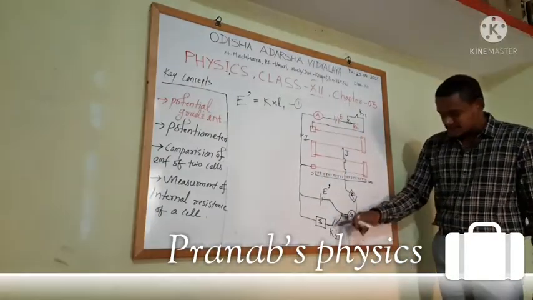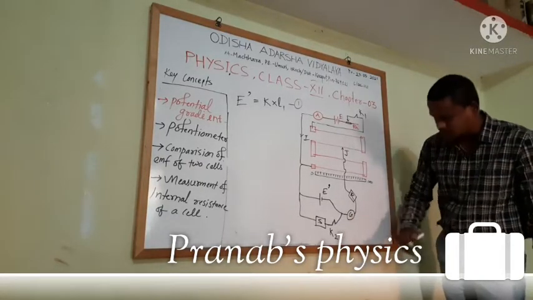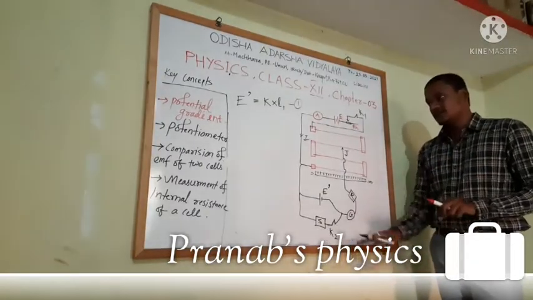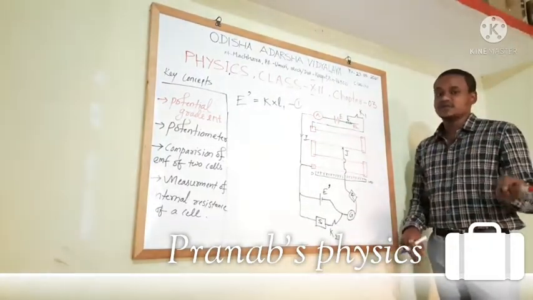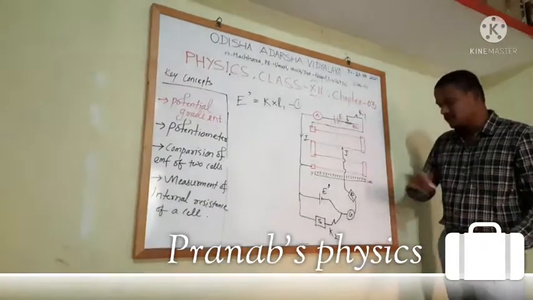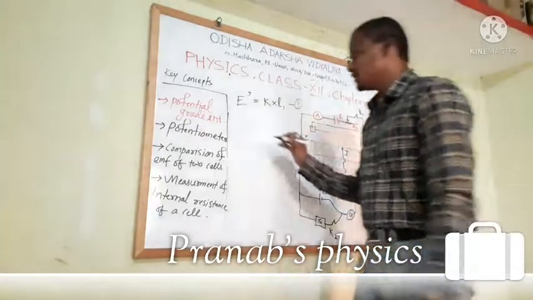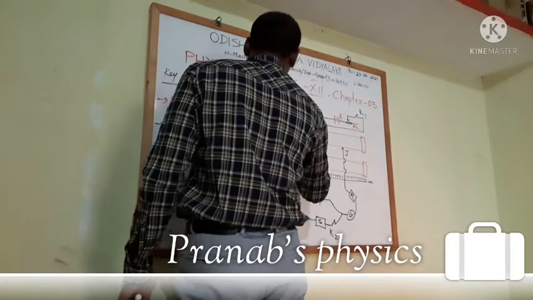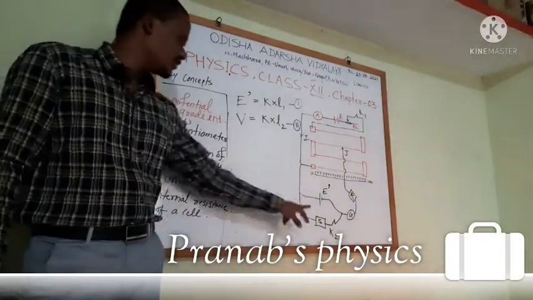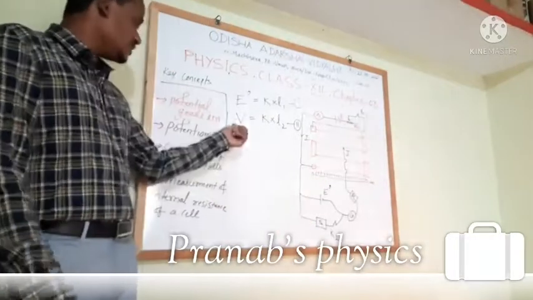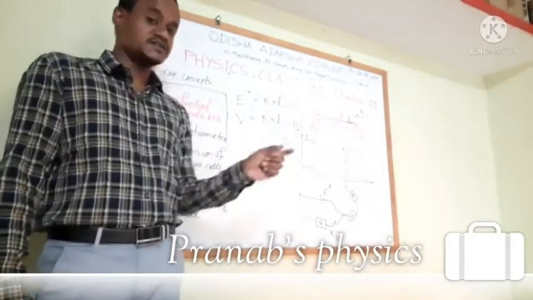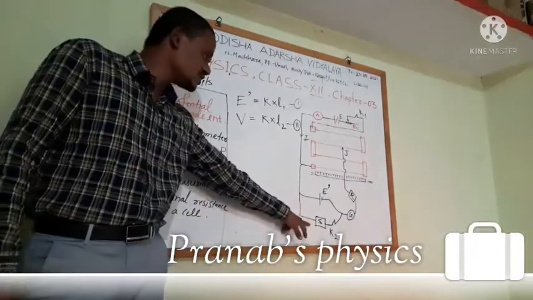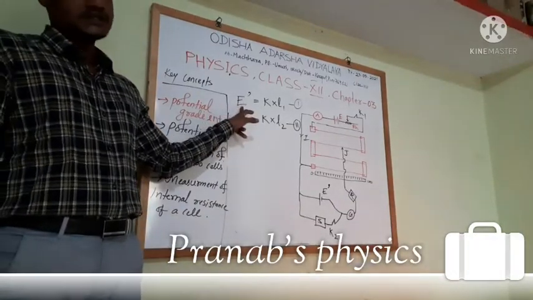Now connect key K, which means you connected the external resistance S. When external resistance S is connected, you will not get EMF, you will get potential difference. Move the jockey on the wire, find the length and you get potential difference V is equal to K into L2. This is equation 2. E prime when S is disconnected, V when S is connected. When external resistance is connected you get the terminal potential difference. When it is not connected, you get the EMF of the cell E prime.